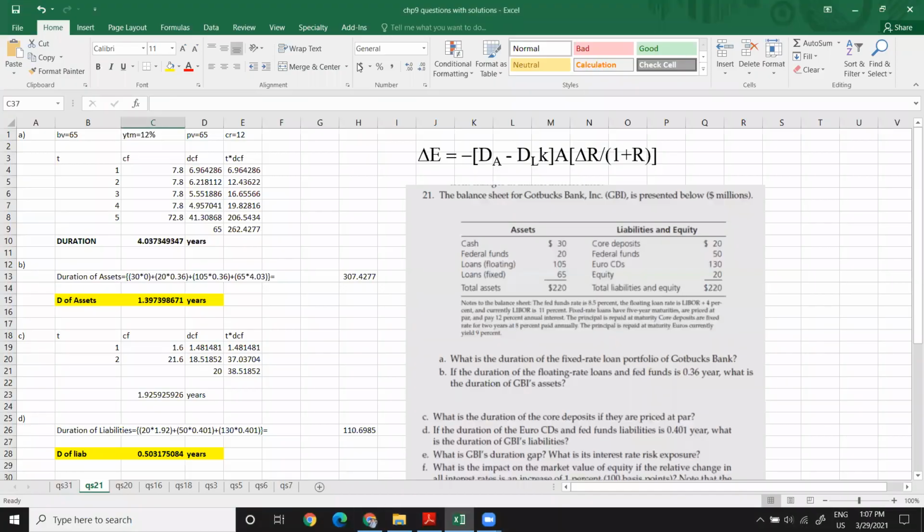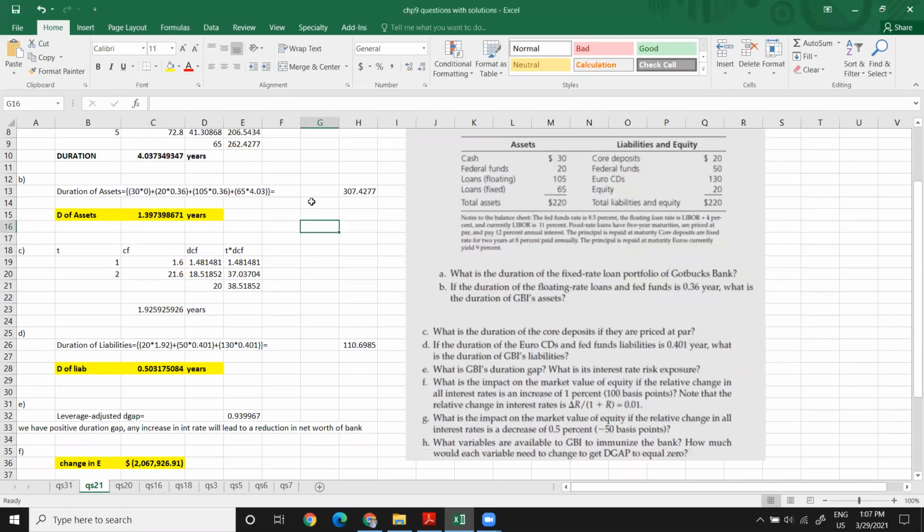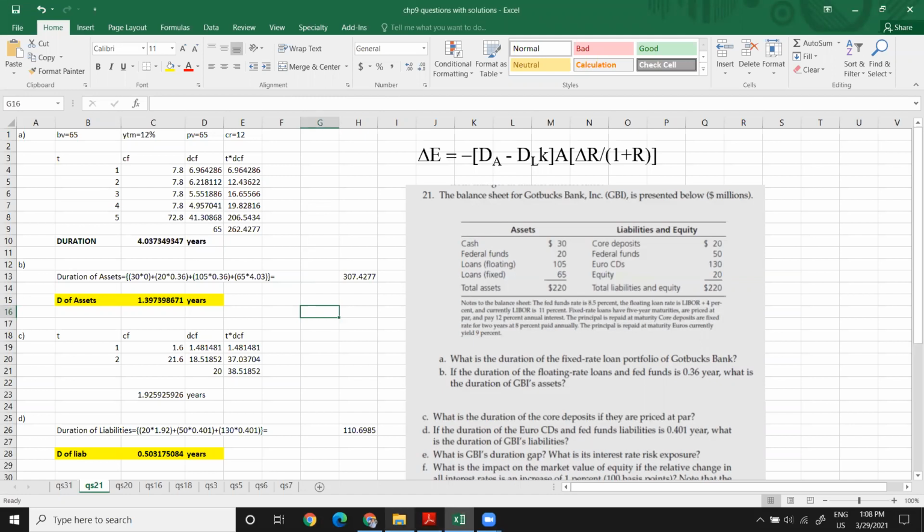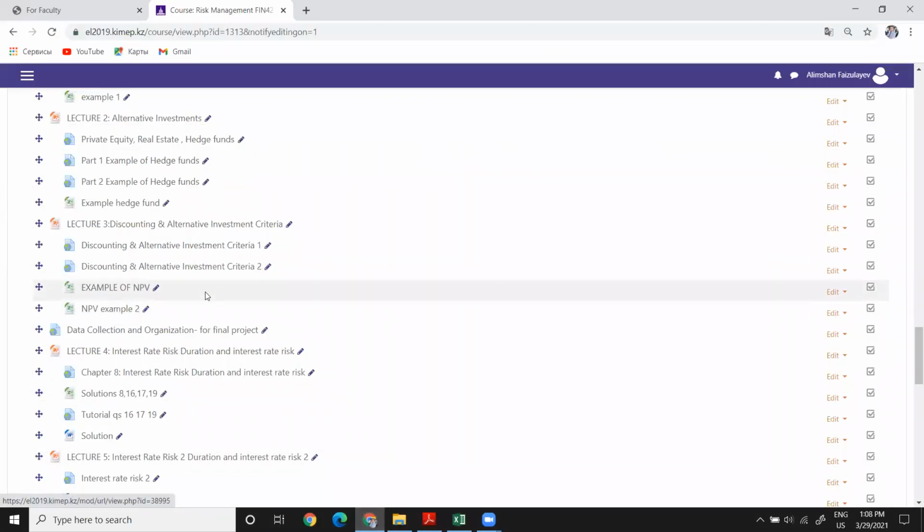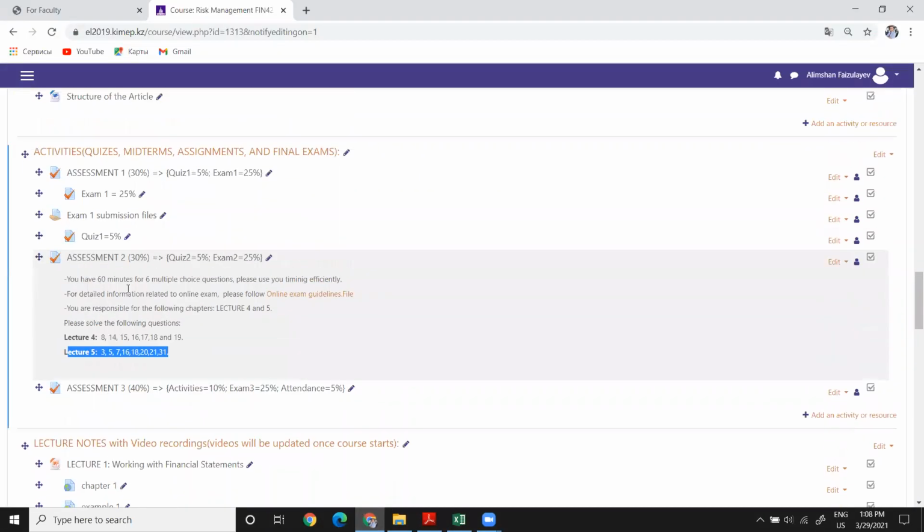Okay, if you don't have any questions, I'll just start. Professor, I have a question. Yes, sure, Tamerlan. It means that we will not have a second quiz, right? It will be in the midterm. Yes, we don't have quiz two. I just decided to include it in here. It will be 30 points.